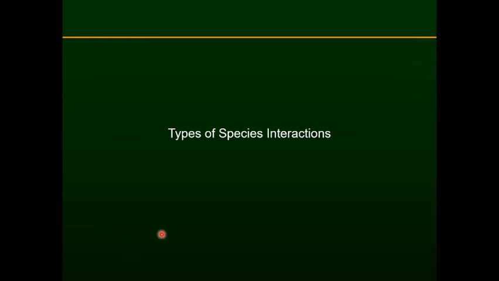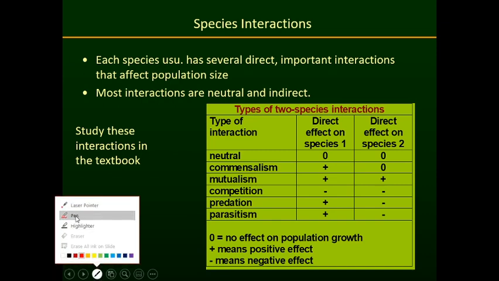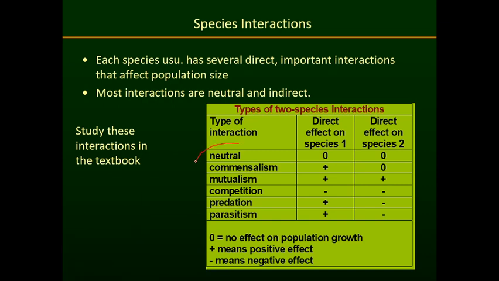All right, let's turn now to species interactions. So this chart here, and specifically this portion here on the left, lists the 6 most common types of interactions in an ecosystem. There's actually a couple more than this, but they're pretty rare, so we don't have to pay attention to that.